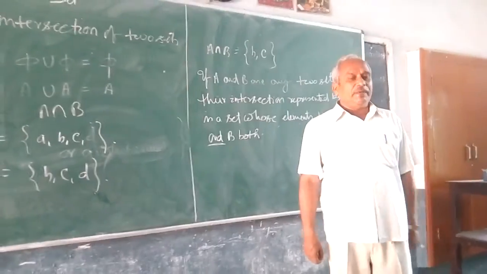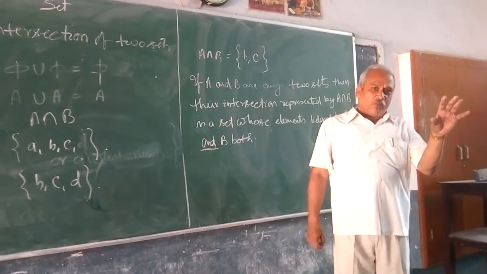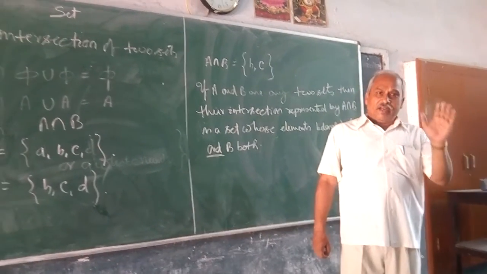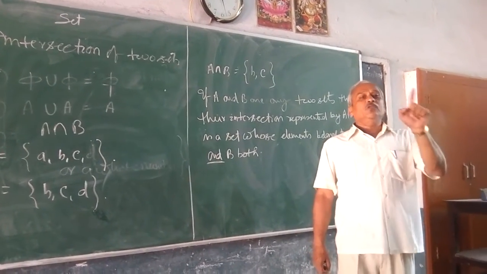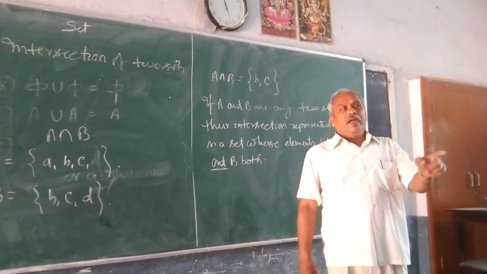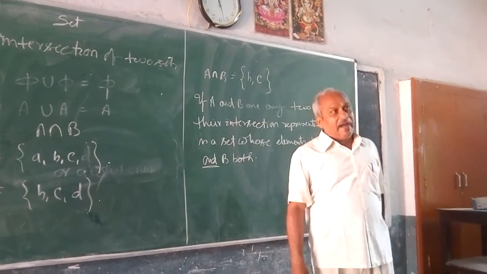In many questions we will solve, we will keep it in mind that whenever a problem comes related to union, we will use the word or, and for intersection we will use the word and.